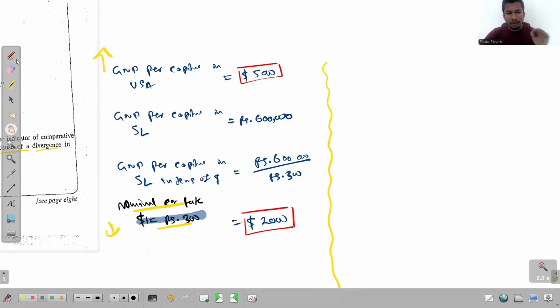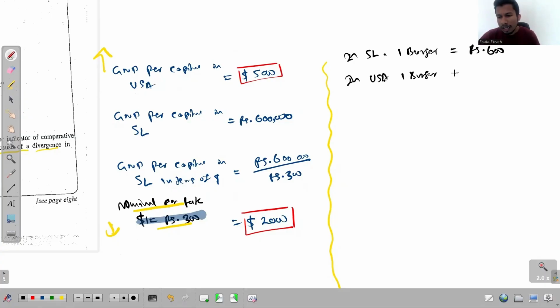So now, forget about the basket of goods, we consider only this one good. Let me write, in Sri Lanka, let's say one burger equals rupees, how much, I don't know, let's put a value here, rupees 600. One burger is 600 rupees, but for the time being. And in USA, let's say one burger equals, let's say $3.